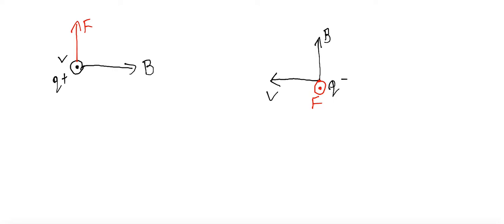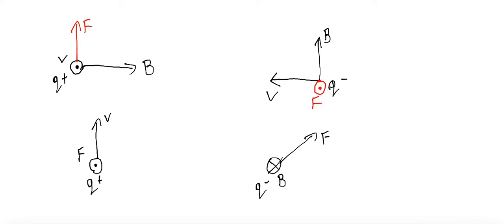And 2 more examples. Now, in the first you have to find B, in the second you have to find V. Let's imagine that force is directed towards you. You have a positive charge, and this charge moves up. And second, we know that B is directed towards the screen. Force is directed in this way. We have a negative charge, and your task is to find the direction of V.